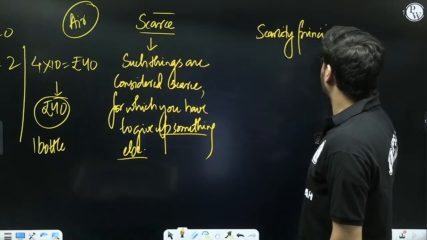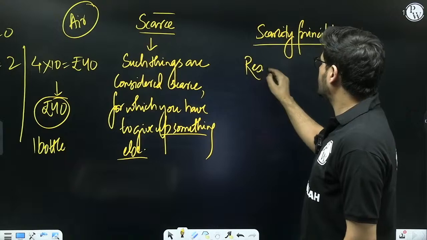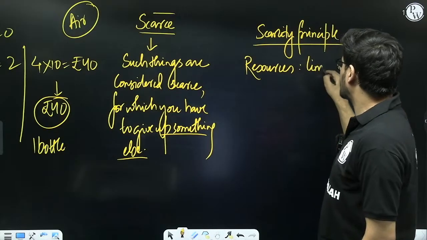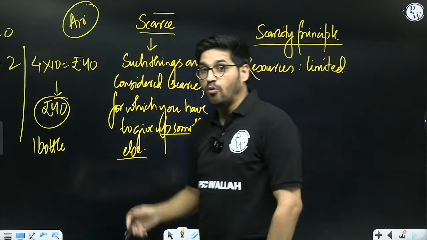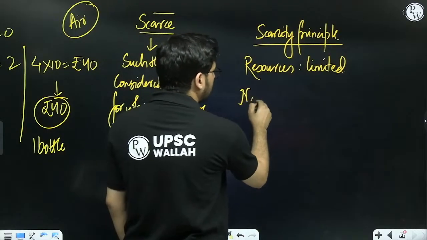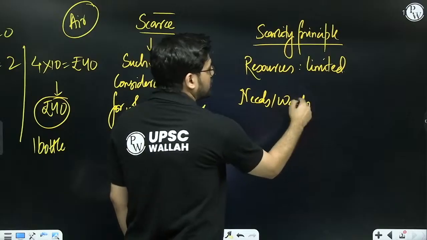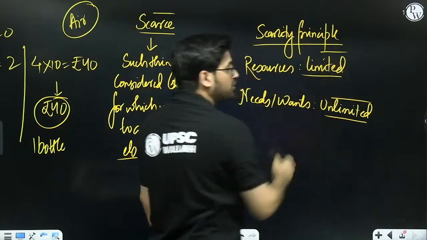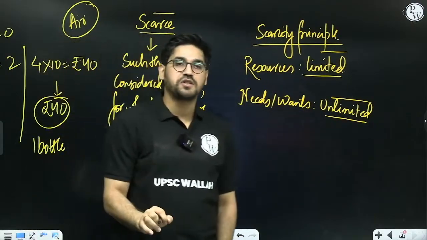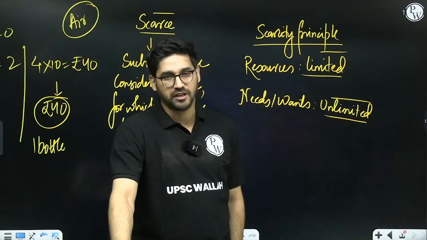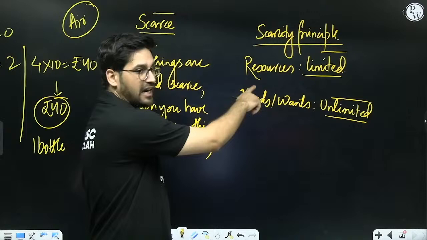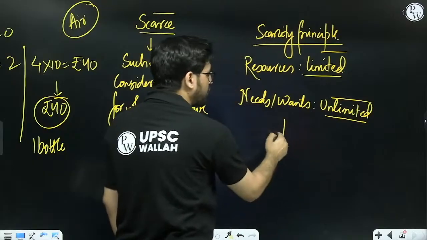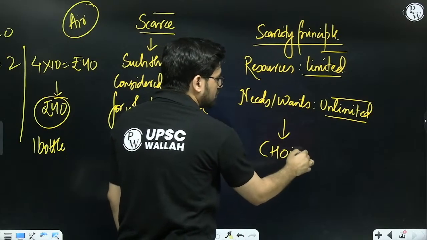Scarcity principle says that resources on the planet are limited, resources are scarce, while our needs, while our wants, these are unlimited. We may want to have everything, but resources on this planet, on the Mother Earth, are limited. Now, because resources are limited, or we may want to say resources are scarce, this scarcity forces human beings to make choices.